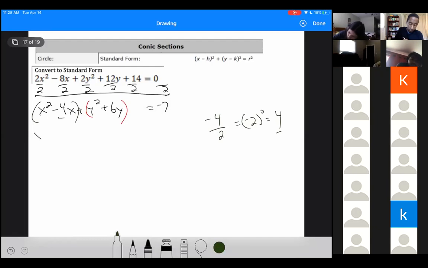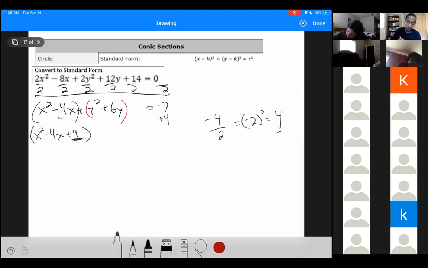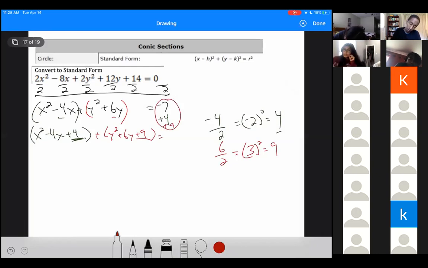So it'd be x squared minus 4x, and right here we put plus 4. And we also need to add 4 on the other side. And then same thing here, we have the 6. 6 divided by 2 would be 3. We're going to square that, it's going to be 9. So that means we're going to have plus 9 here. We're going to add the 9 on the other side as well. So we add these, it's going to be 13 minus 7, 8.